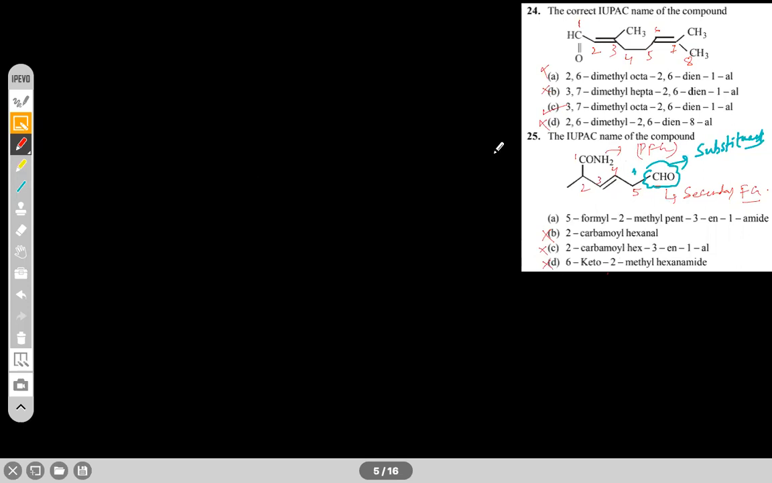If you cross check this, fifth position we have formyl. Third position we have ene. So 3-ene we have. First amide. Second position we have methyl group. So this is a methyl. Okay. So name of this compound, option A is correct. It is 5-formyl, 2-methyl, pent, 3-ene, 1-amide. This is the name of this compound.